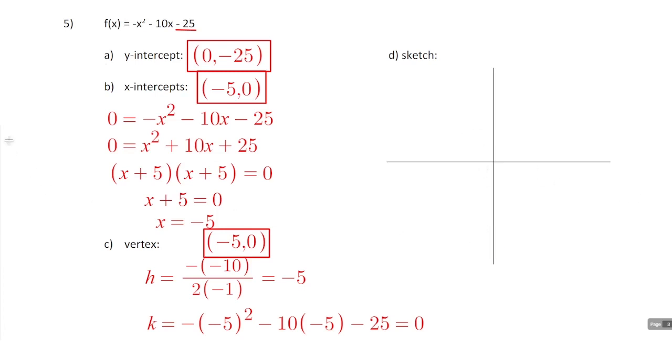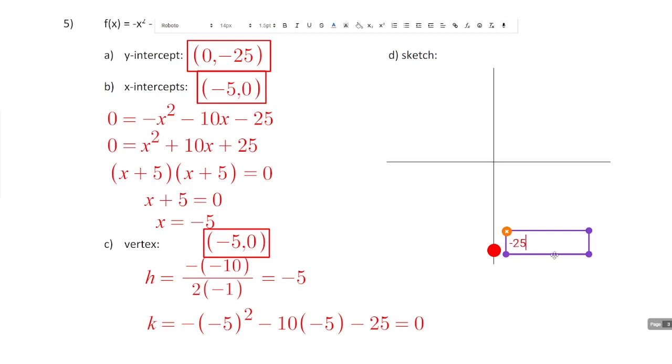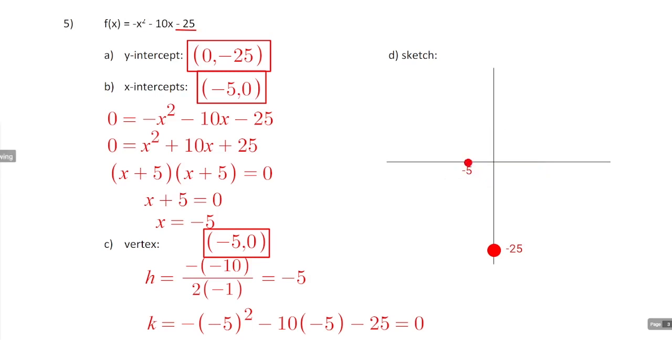I'll put negative 25 way down here, pretty much as far down as I can. Negative 25. And then my x-intercept, which is also my vertex, is at negative 5. All right, so my parabola, since I know it's opening down and I know this is the vertex, it's got to do something like this. Okay, there's number 5.